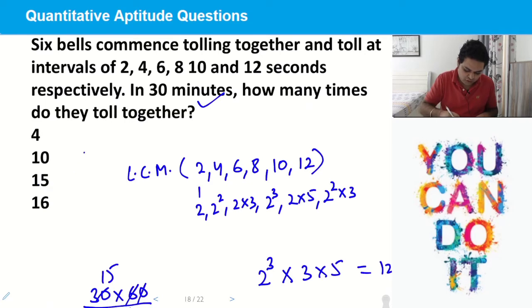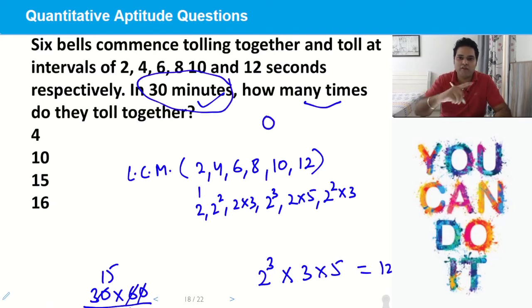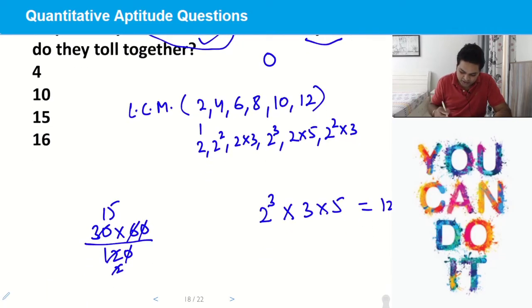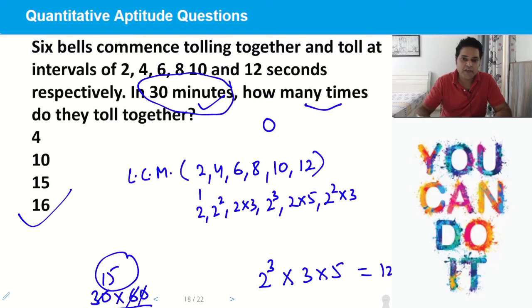Now we should also consider the starting thing as well, because they are asking how many times they toll together in 30 minutes. So the starting point, that is at 0 seconds, they all will sound together, and then they'll sound 15 times till 30 minutes. So the answer should be 16. So this is something which is confusing. Make sure that you are marking the right thing and you read the question properly.